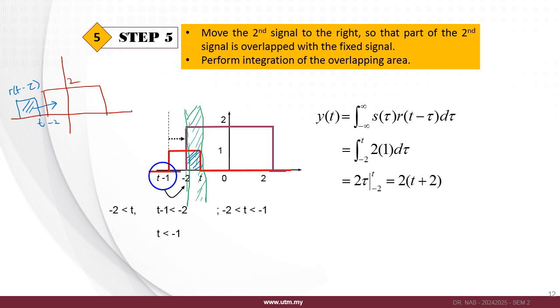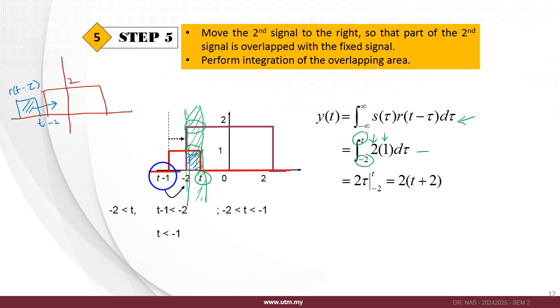Okay, so you need to do the integration. This is the general equation. Now the range where the signals are overlapped is from -2 to t. And then the constant amplitude of the first signal is 2, and the constant amplitude of the second signal is 1.